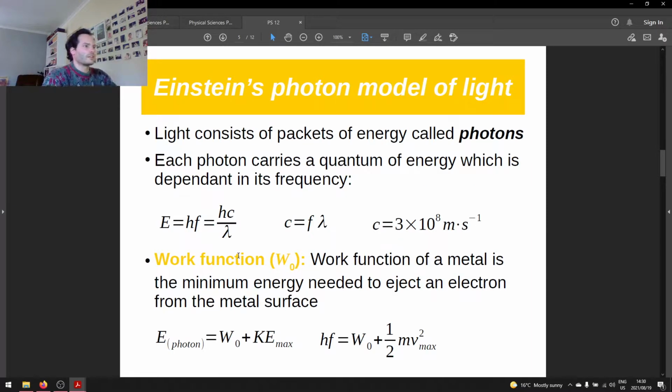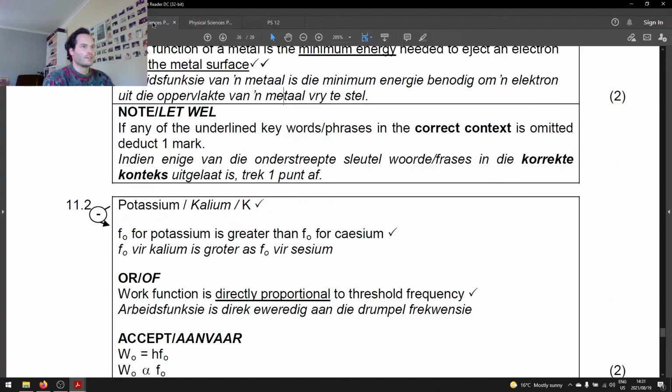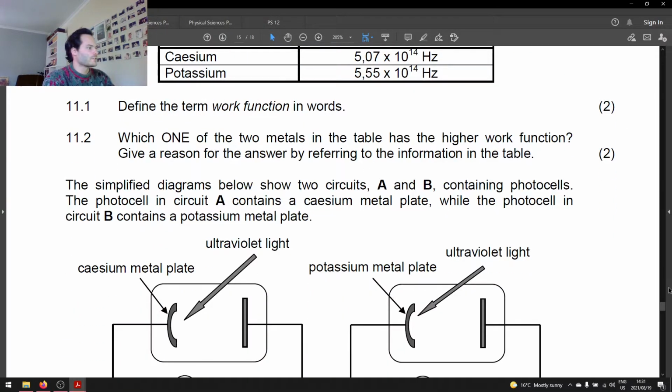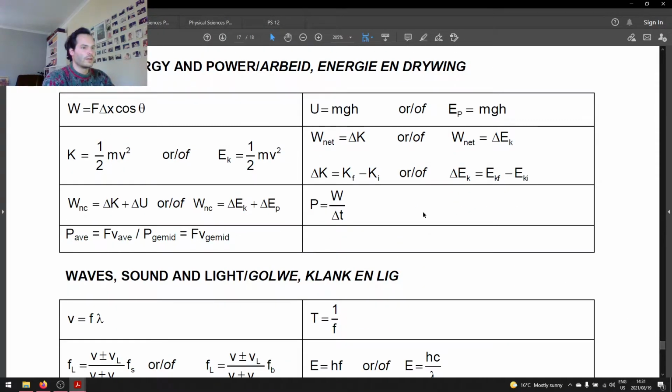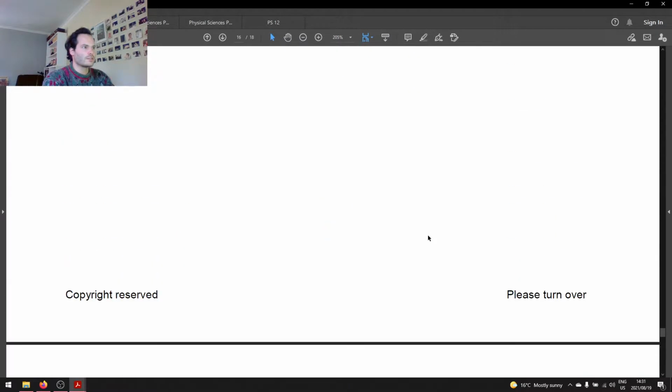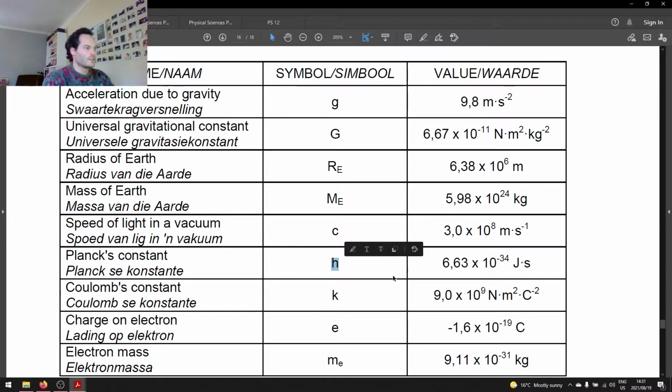Then if we look at Einstein's photon model of light, light consists of these small packets of energy called photons, and each photon carries a quantum or an amount of energy which is dependent on its frequency. We can see the energy is equal to hf, where h is Planck's constant. If we have a look here quickly, Planck's constant is always given as one of your constants in your data sheet. Here we can see h is equal to 6,63 times 10 to the power of minus 34 joules second. All right.